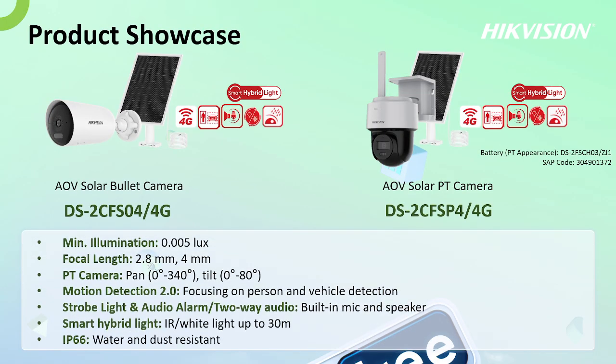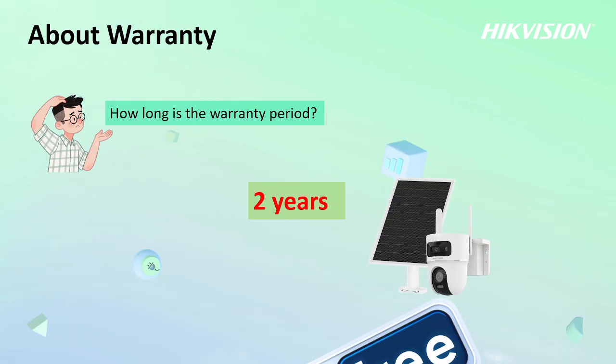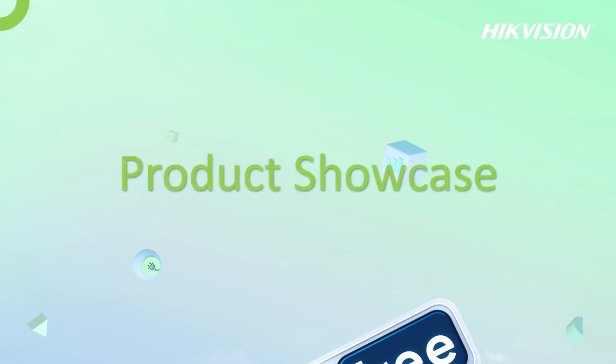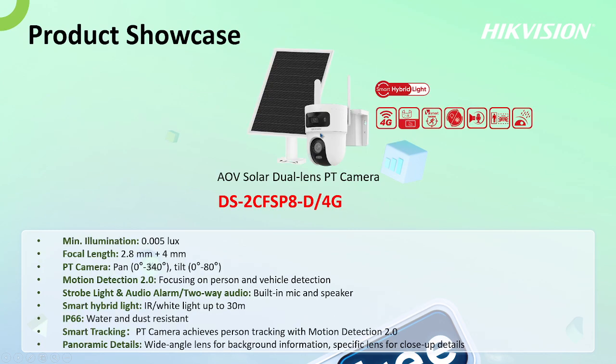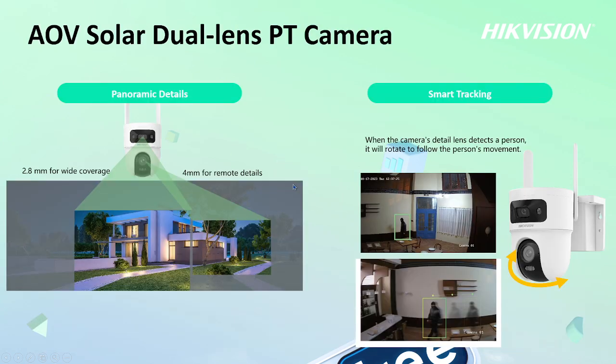Then let's look at the product showcase. Let me just emphasize on warranty that warranty does not cover the installer's fault. If, for any reason, you damage the product, warranty doesn't cover this. Warranty only covers the manufacturer's fault, the issue with the product and all that. Then in terms of the showcase itself, we have this bullet, the 4G bullet, the 4G PT, then we have the dual lens PT.